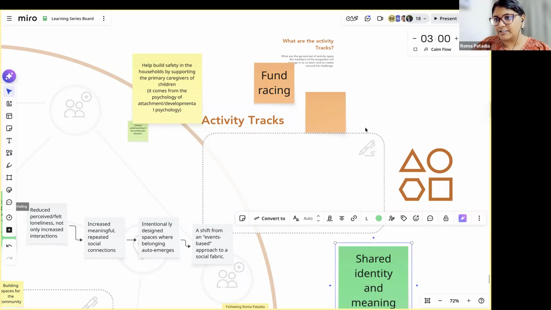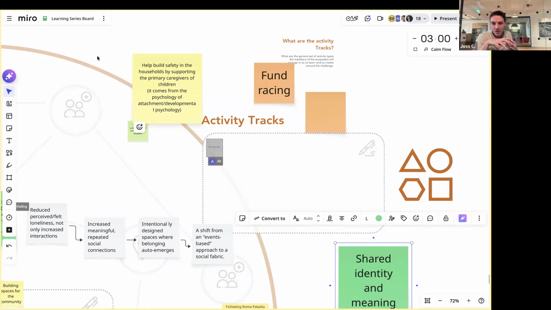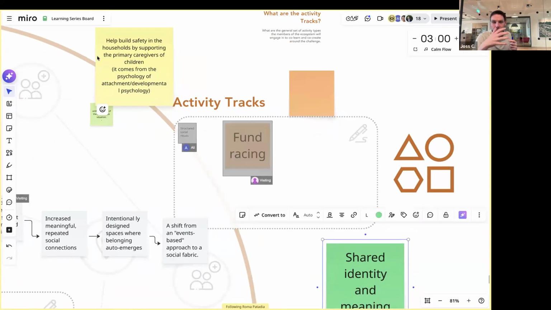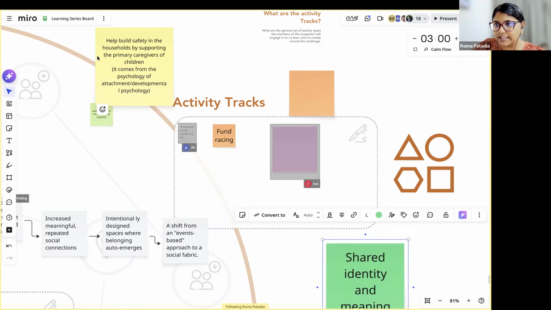Is there anything else, Joss, for this part? No, it's really what are they going to do together to co-learn and co-create around this challenge? What are the kind of tracks, the activities that need to be done? So we take 3 minutes to ideate on the spot.